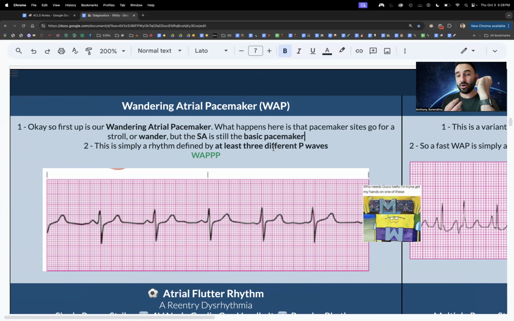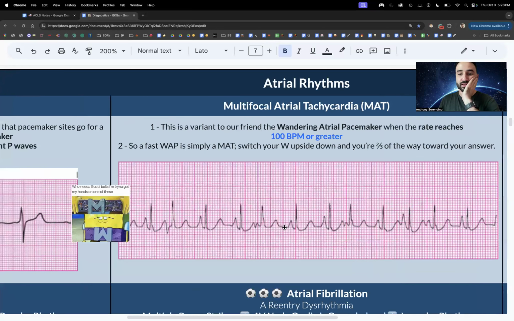But it's not the SA node. The SA node would be these big P waves, and these little ones are like little rogue wannabe SA nodes. That's wandering atrial pacemaker. All right.